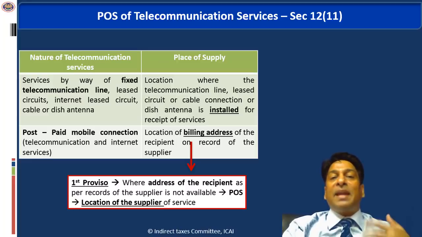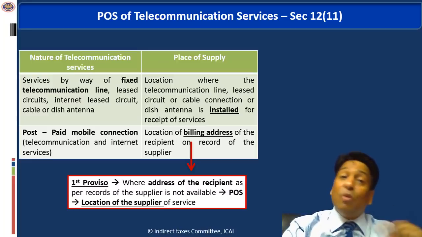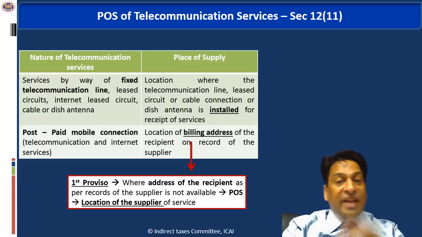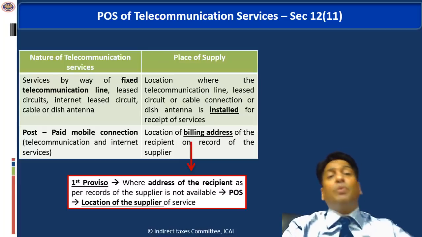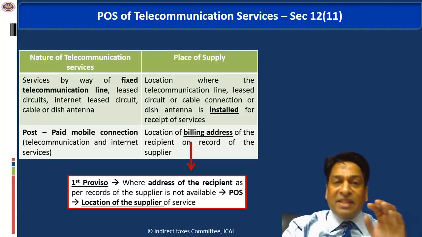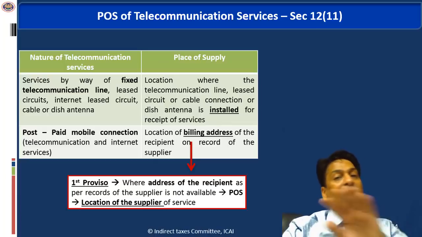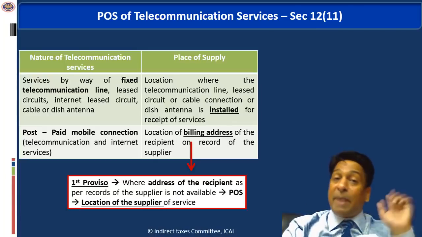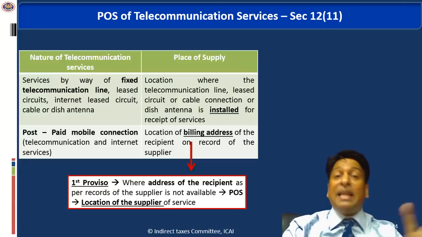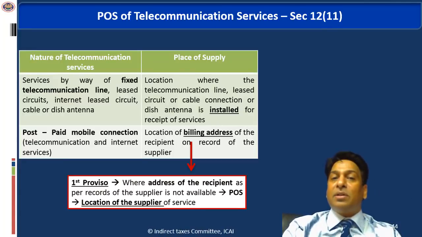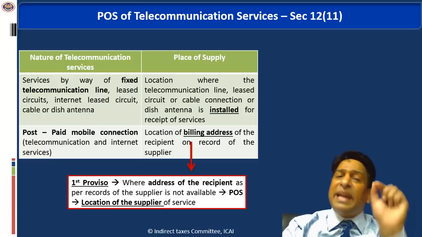So what happens if I've taken a postpaid mobile connection and my billing location is Delhi, and I'm traveling throughout the country, even internationally? When I'm receiving these telecommunication services, I'm receiving them pan-India, even across the world. But for billing purposes, whether the transaction would be intra or inter, the transaction would be interstate.